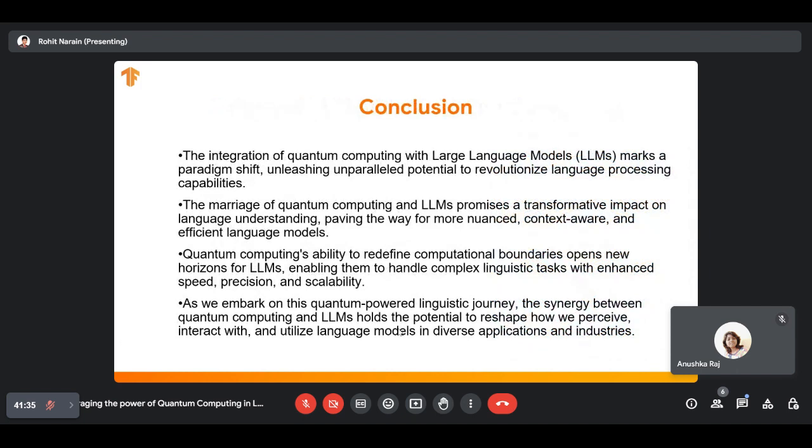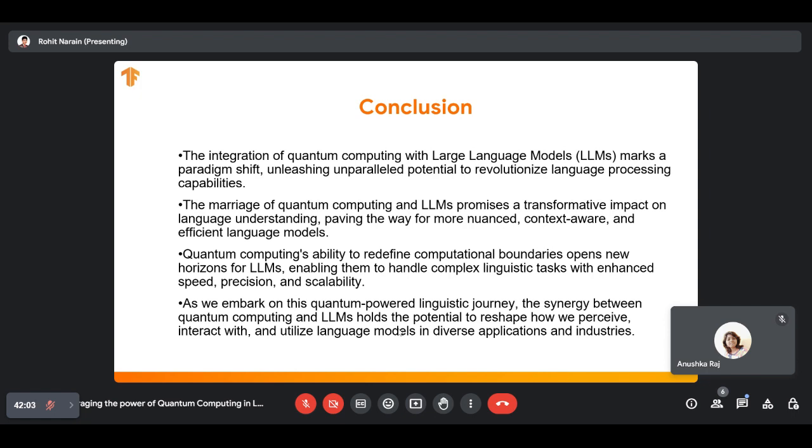Now if I come to the conclusion part, basically the marriage of quantum computing and LLMs promises a transformative impact on language understanding. Our LLM-based models will be more contextually aware, and it will provide more efficient large language models which can have more capability.